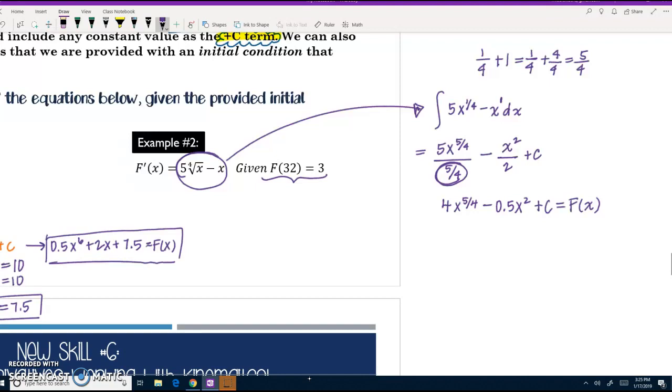So what's the constant that's missing in between there? So let's go ahead and plug in 32 for x. So we'll have 4 times 32 to the 5/4 minus 0.5 times 32 squared plus a constant. And our initial condition says that has to be equal to 3. So we might end up with some funky numbers here. But if we take 4 times 32 and raise it to the 5/4, you'll see that you get a decimal value. So depending on the application, you would want to decide whether you need to keep this constant in exact form or if it's okay to round to decimals.